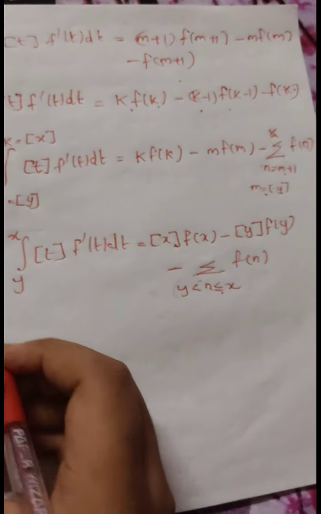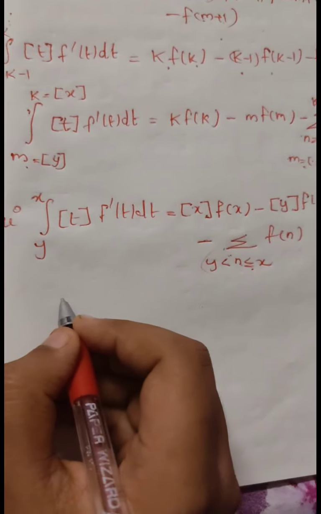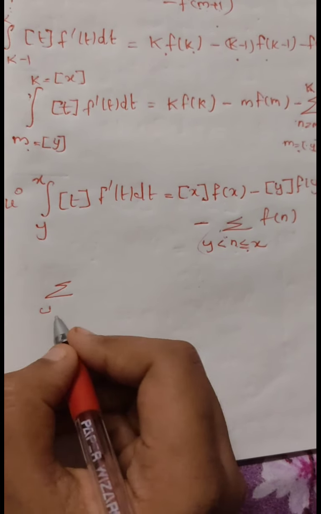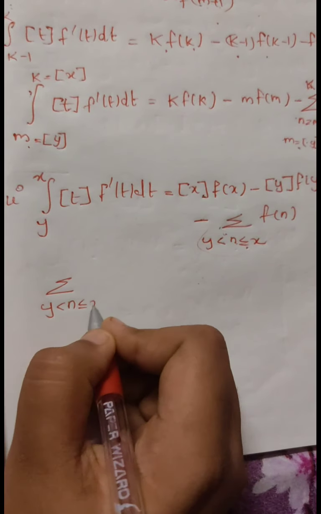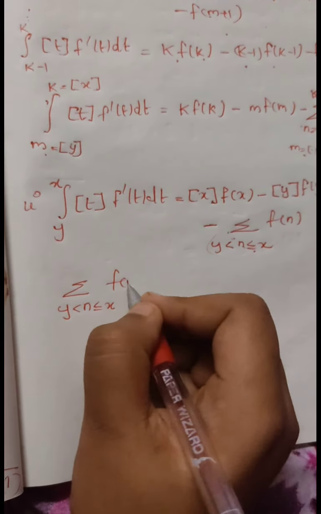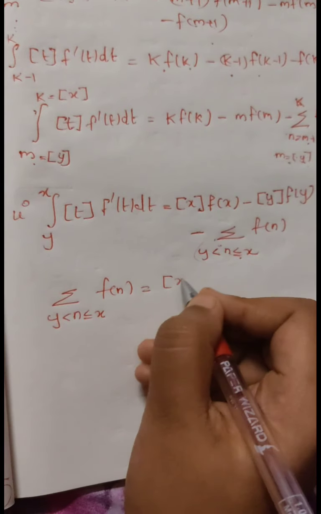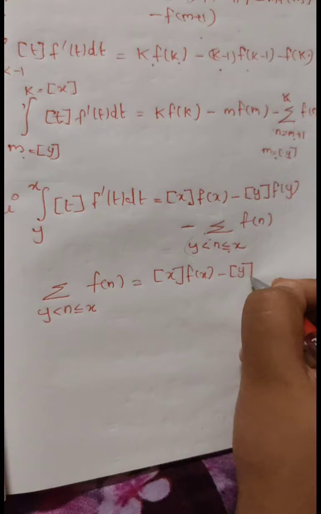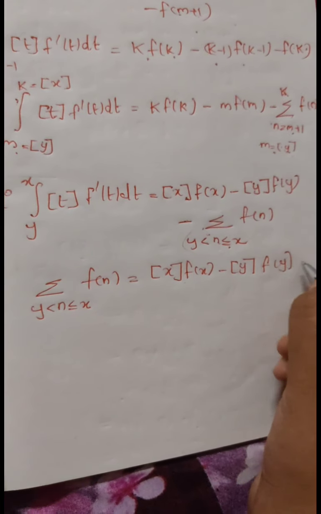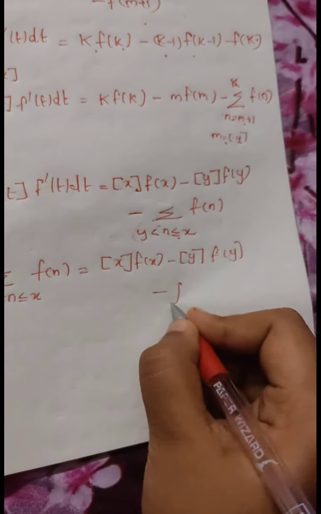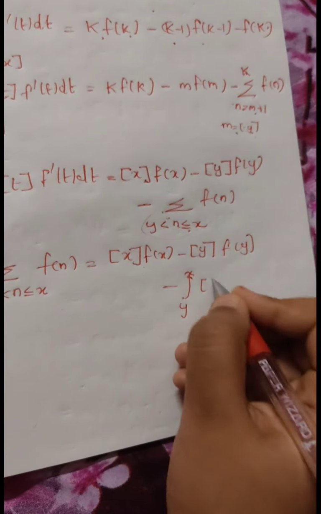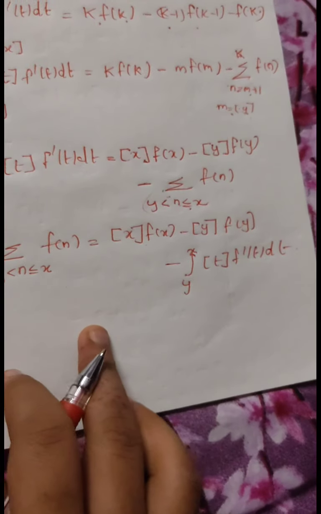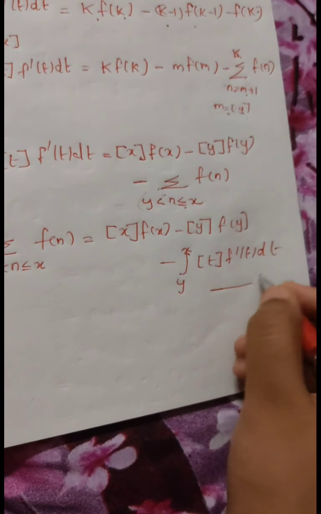So I can write it as the summation y less than n less than or equal to x of f of n will be equal to the greatest integer of x times f of x minus the greatest integer less than or equal to y times f of y minus the integral from y to x of the greatest integer of t times f dash of t dt. I can write it like this. Call it equation number 2.